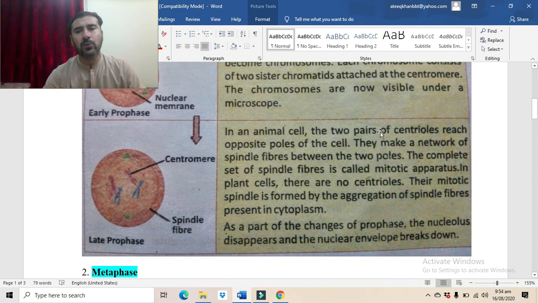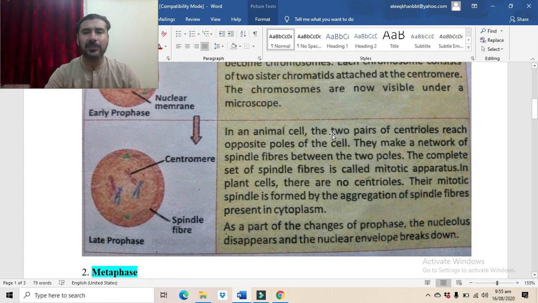In an animal cell, the two pairs of centrioles reach to the opposite pole of the cell. They make a network of spindle fibers between the two poles. Now just recall, at the end of interphase, in the previous lecture, in the G2 phase, the centrioles are duplicated and they start moving toward the opposite poles. Now in prophase they have reached the opposite poles, and now they will form spindle fibers.